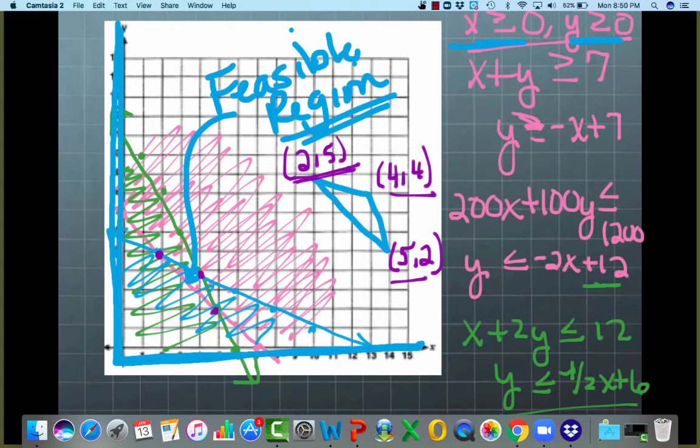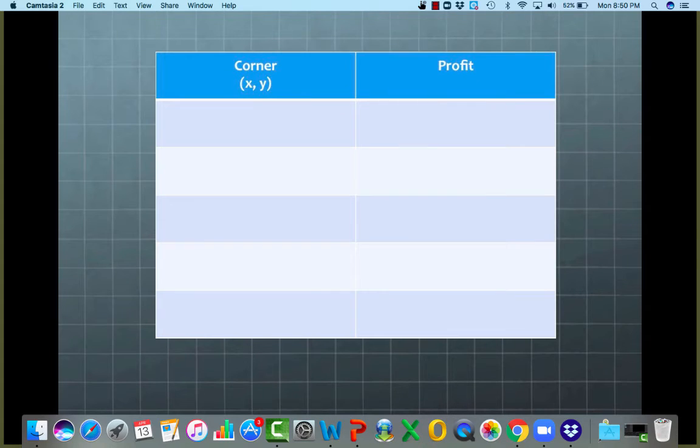In linear programming, once you find the feasible region, at least one of those ordered pairs will be your point that's your maximum or minimum. So once I've found the ordered pairs, I'm going to make a table, and I'm going to find my maximum and minimum for this.